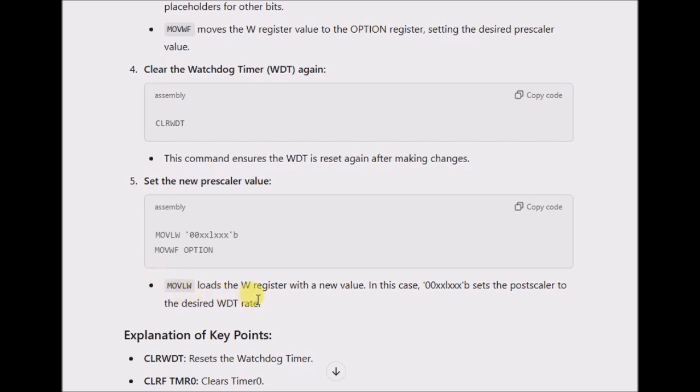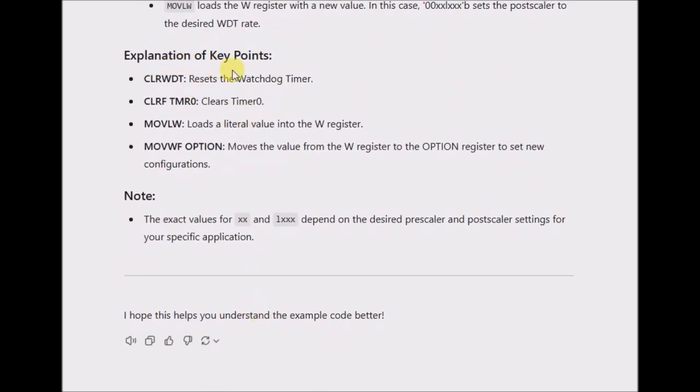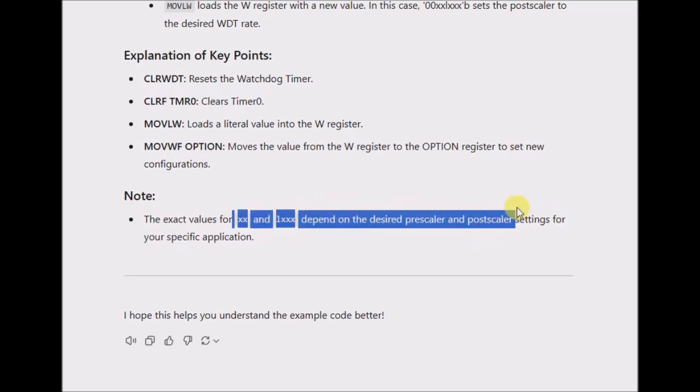MOVLW loads the W register with a new value. In this case, it sets the postscaler to the desired WDT rate. Explanation of key points. CLRWDT resets the watchdog timer. CLRF TMR0 clears timer 0. MOVLW. Okay. The exact values for XX depend on the desired prescaler and postscaler settings for your specific application.